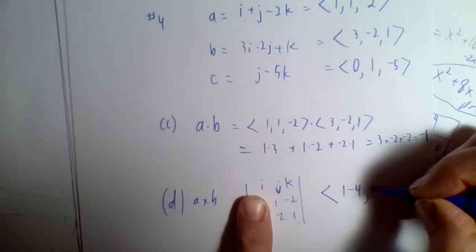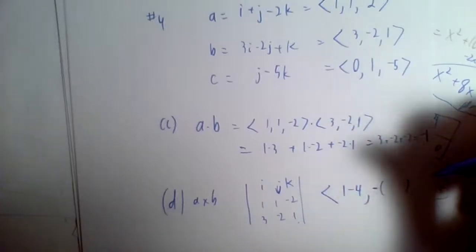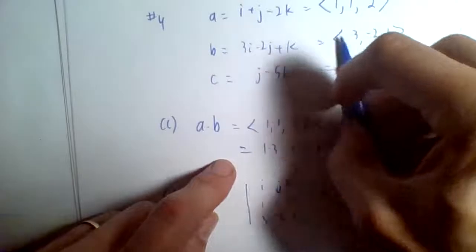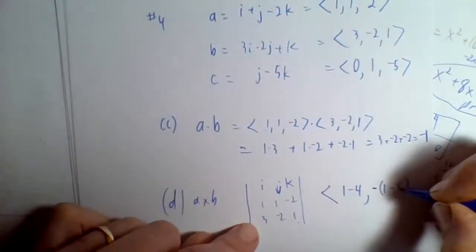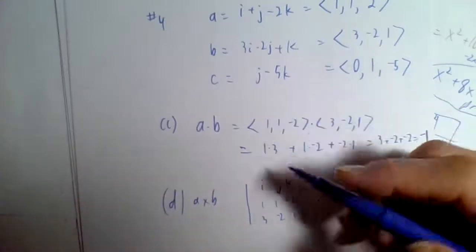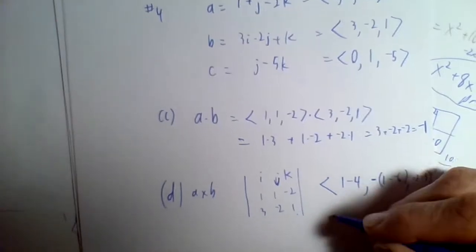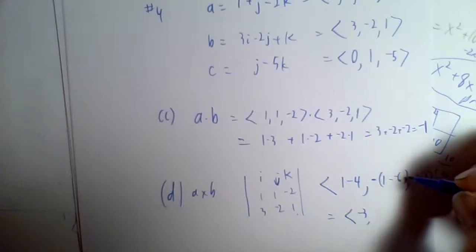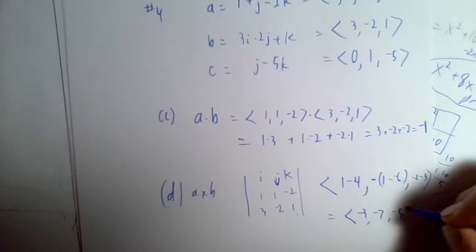And your J component is the opposite of, remember every other piece of this cross product deal is negative. So the J thing has an opposite sign on it. Leave out the J column and you got 1 times 1 minus negative 2 times 3. And then for the K, you leave out the K column and you got negative 2 minus 3. So this is negative 3. 1 minus negative 6 is 7. Negative 2 minus 3 is negative 5.